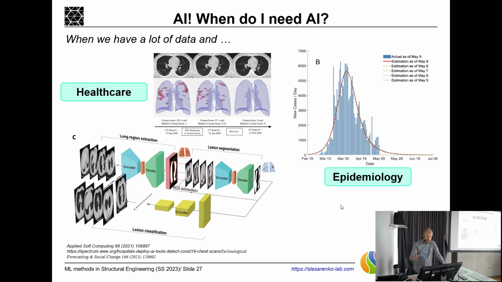Healthcare is one of the most important fields, to be honest, where you can use machine learning. However, you need to be really careful when you do machine learning, because on the right you see an example from epidemiology. Sorry, this is a paper published in Technological Forecasting and Social Change in 2021. What do you think you can see here? What do you think this plot represents? Any guesses?